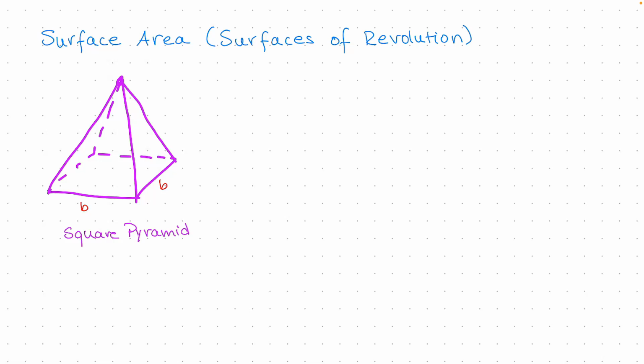And then if I want to find just the lateral area, and remember the lateral area for a pyramid is going to be everything except the base. That's all the lateral sides, so the side area. These are just triangles though, and because it's a square pyramid, all the sides are going to be the same. To find the area of a triangle, it's 1/2 the base times the height.